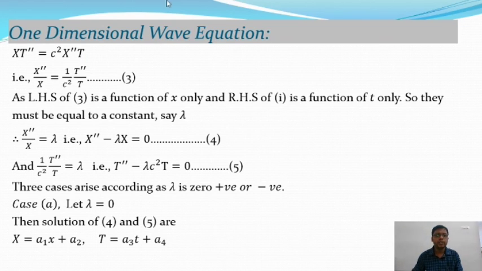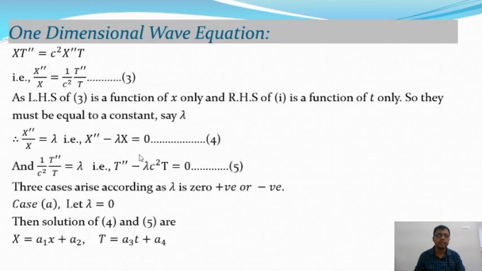So now we are going to find the solution of equation 4 as well as equation 5, and equations 4 and 5 are ordinary differential equations, second order. From these two equations we will get the general solution of x and the general solution of t as well, and these two solutions are dependent on lambda. That means three cases arise according to lambda: 0, positive or negative.